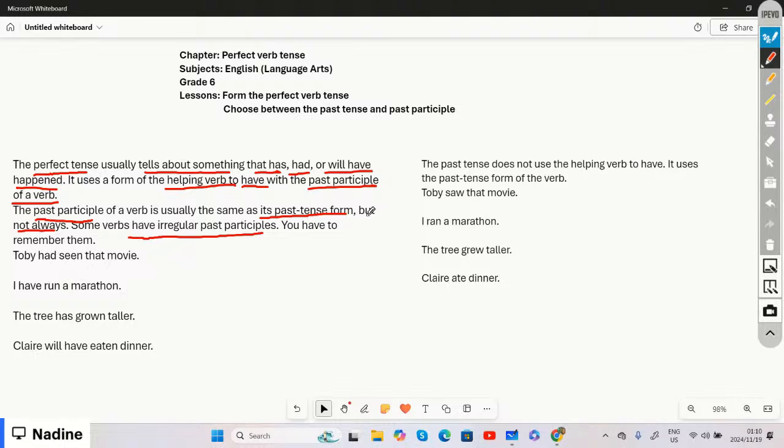And if we look at an example, it says Toby had seen that movie. If we look at the past participle plus the helping verb within that sentence, then we would say had seen. So, Toby had seen that movie.